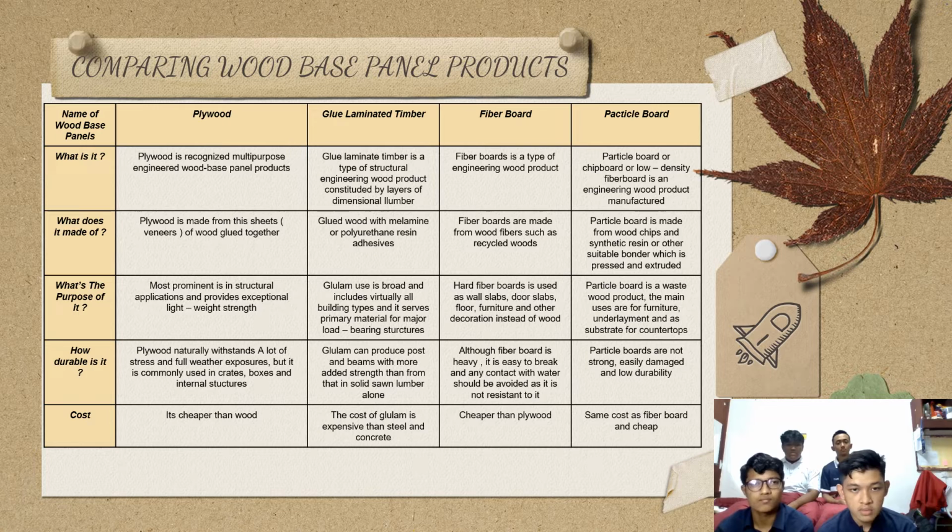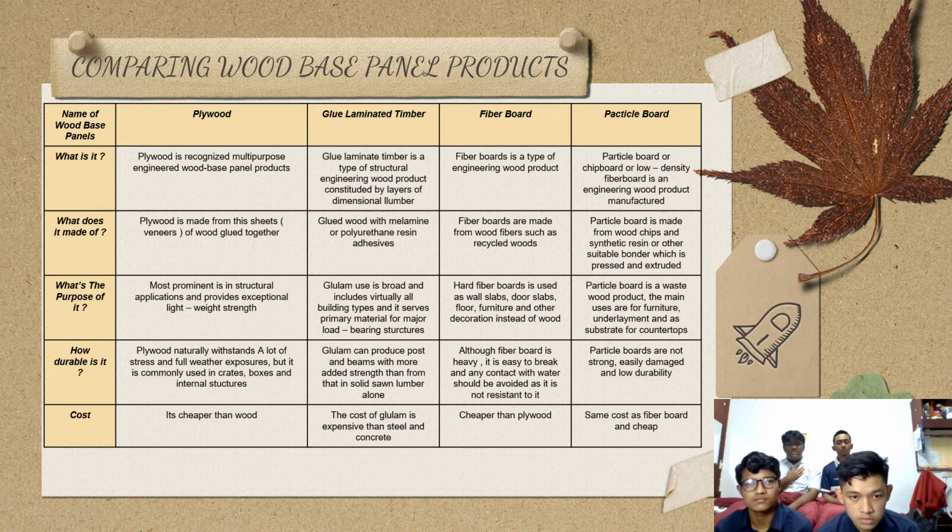Second is the glue laminated timber. What is the glue laminated timber? The glue laminated timber is a type of engineered wood product constituted by layers of dimensional lumber. What is it made of? The glue laminated timber is wood glued with melamine or polyurethane resin adhesive. And what's the purpose of it?